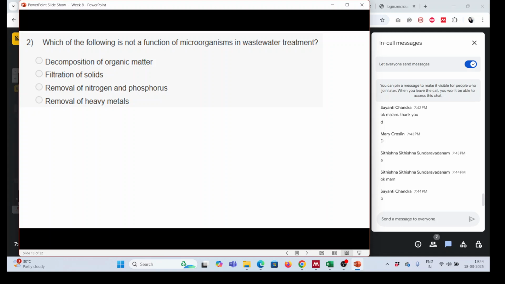Very true. It is not used for the filtration of solids. In other processes, microorganisms are used. So what is used for the filtration of solids? What is the unit that we use in a wastewater treatment plant for the filtration of solids? What is the name of the unit?